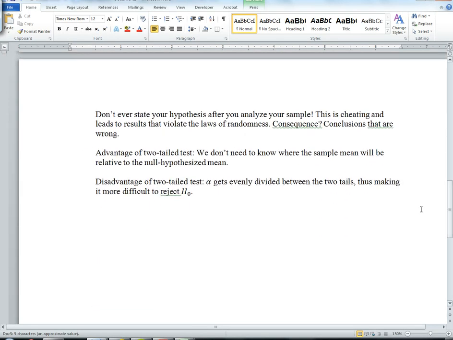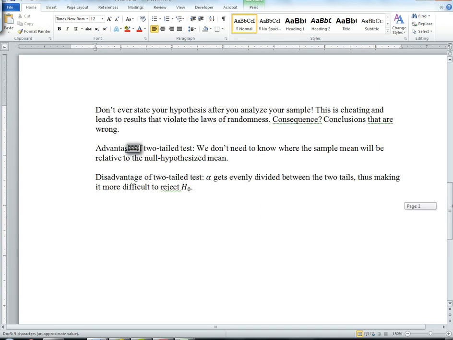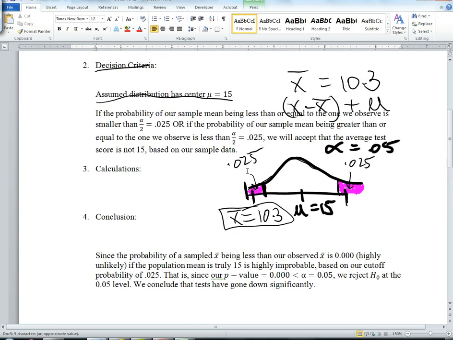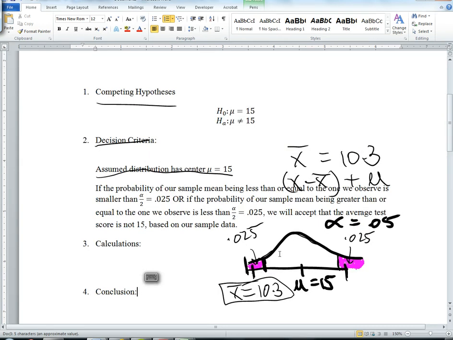So, again, I just reemphasize that you should never state your hypothesis after you analyze your sample. This is cheating and leads to results that violate the laws of randomness. The consequence is that the conclusions are wrong. Now, sometimes you may get away with making right conclusions. Like you might say, well, what if the observed probability was actually 0.032?